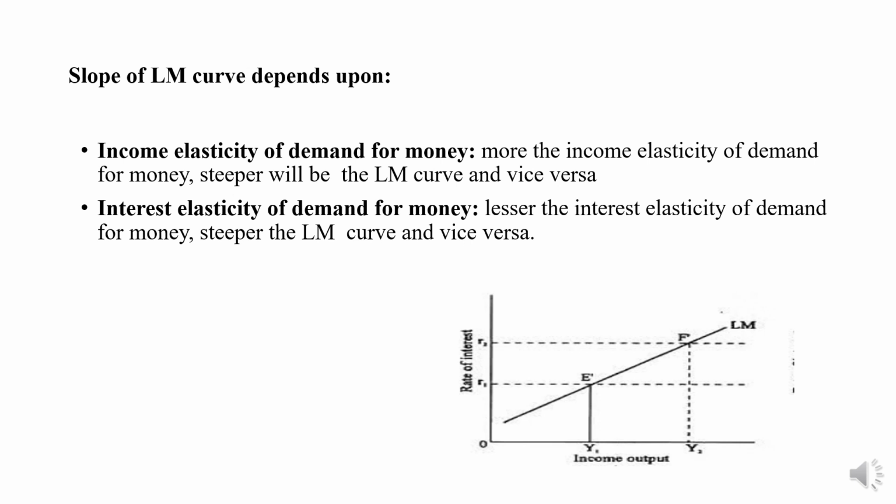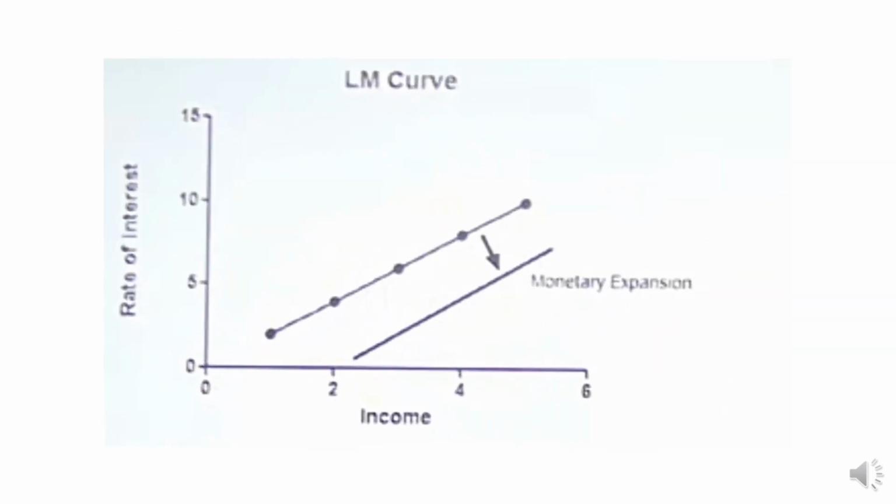So there is a positive relationship between rate of interest and income in the graphical representation. When the rate of interest is high, income is also high. When the rate of interest is low, income also becomes very low. In the LM curve, on the y-axis we have rate of interest and on the x-axis we have income or total production. This is the LM curve.